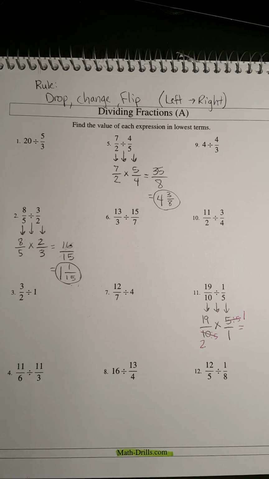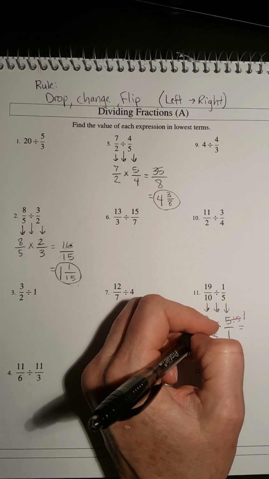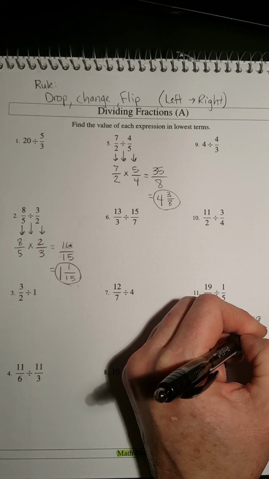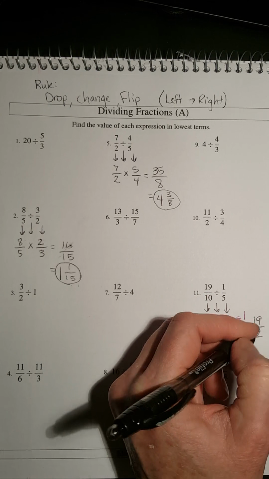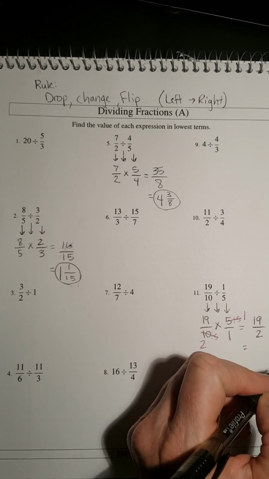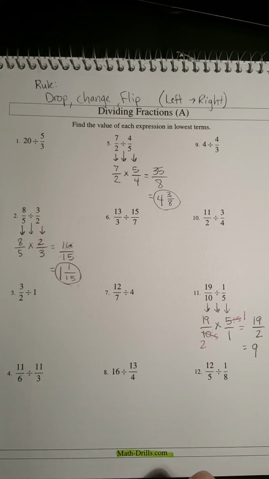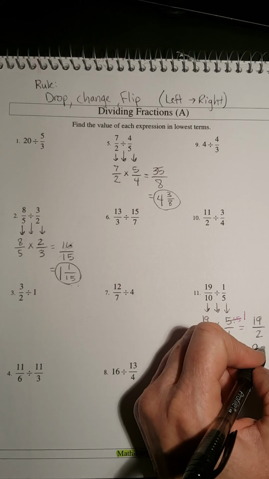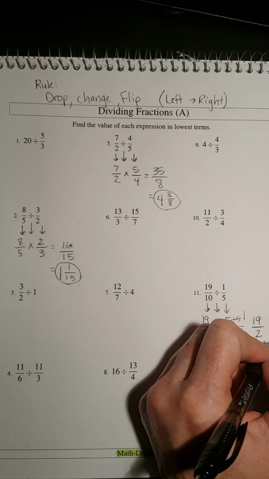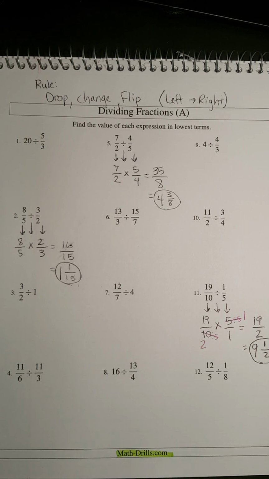Then I'm going to multiply across. 19 times 1 is 19. 2 times 1 is 2. And a mixed number for that, 2 goes into 19 9 times, which is 18. So that leaves a remainder of 1 over the denominator, which is 9 and 1/2.